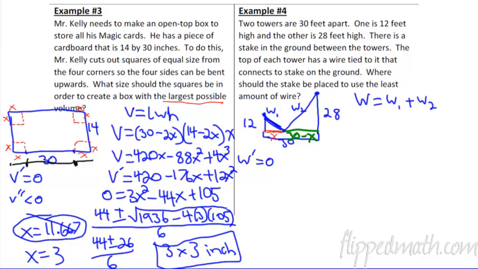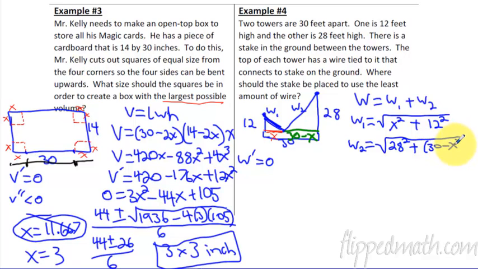Why do we want all this? I'll show you. Because we need a formula for W sub 1, and we need a formula for W sub 2. We're going to use the Pythagorean theorem for this little triangle. If you zoom in and think about this little triangle here, it's x squared plus 12 squared equals W sub 1 squared. So just like the distance formula, we're going to have the square root of x squared plus 12 squared. Next, the second wire is going to be 28 squared plus 30 minus x squared. So I'm going to put in parentheses 30 minus x squared.